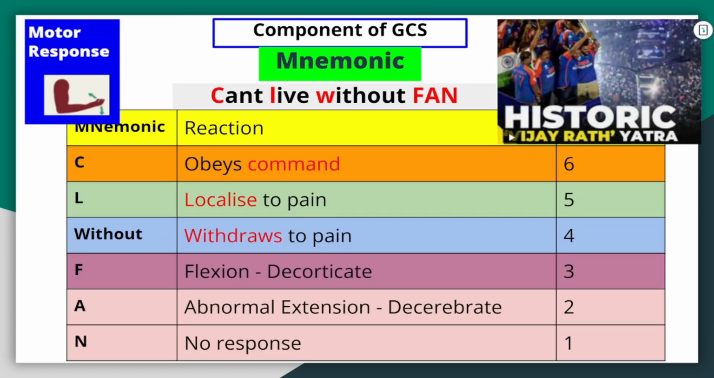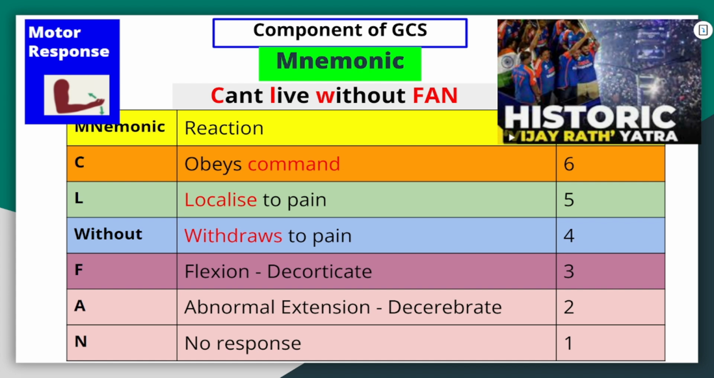The last component to check is motor response. The mnemonic is CAN'T LIVE WITHOUT FAN. C stands for obeys command. If the patient is asked to protrude his tongue and follows your command, then the score is 6. L stands for localizes pain. If on applying a painful stimulus he correctly localizes the pain, then the motor response is 5. W stands for withdraws to pain. On applying painful stimuli, if he withdraws that particular limb, then the score is 4.